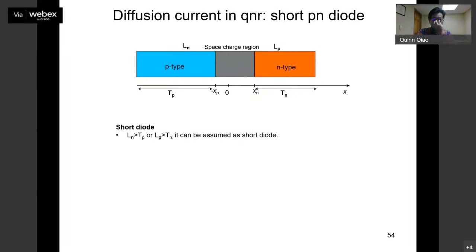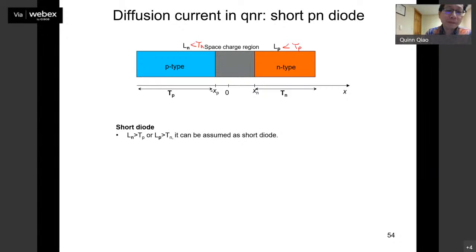Okay, so what we have discussed so far is about the long diode. The next thing we're going to talk about is the short diode. As you know, for the long diode, Ln is smaller than Tn, and Lp is smaller than Tp. That's called a long diode.